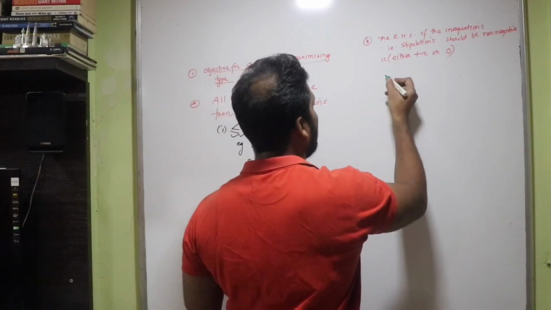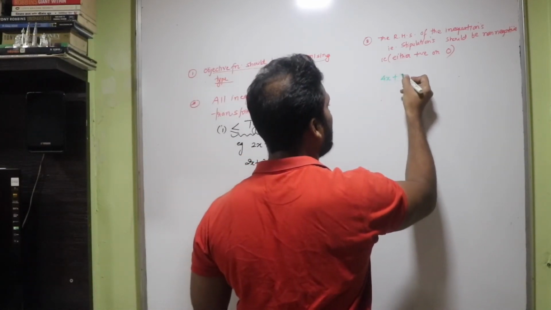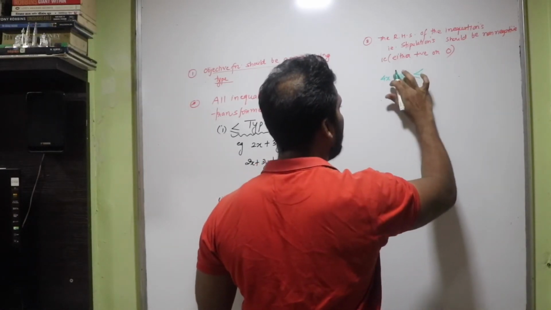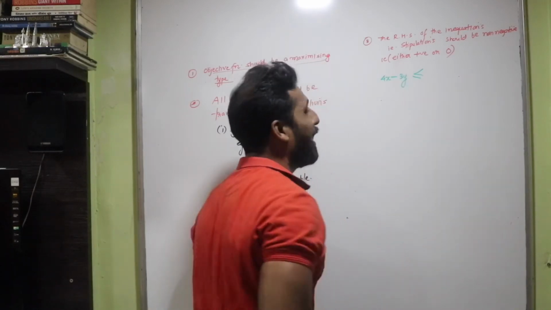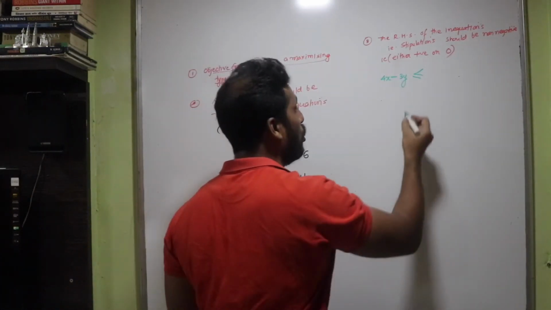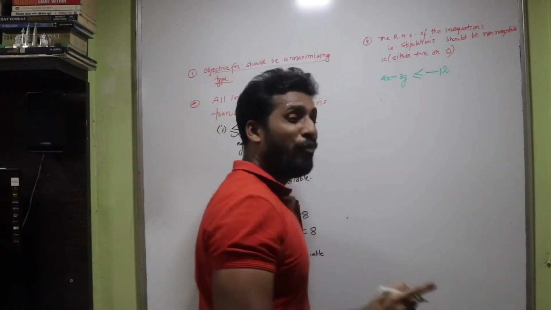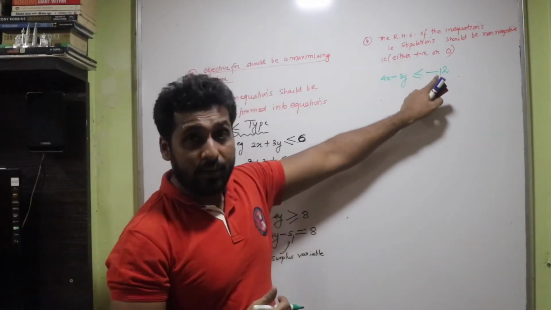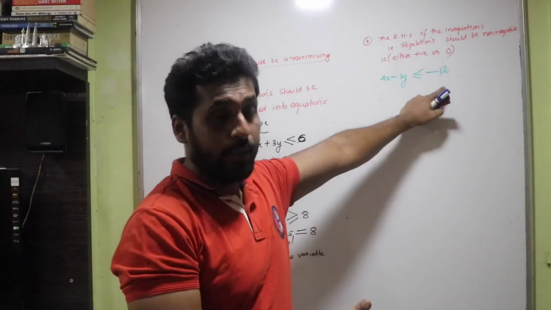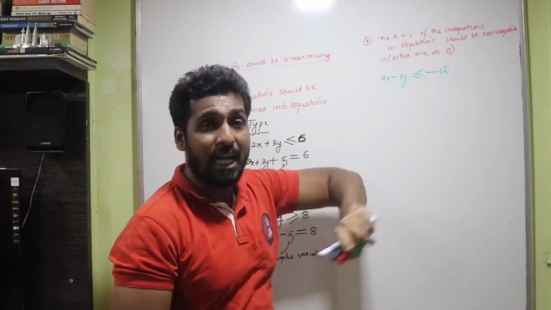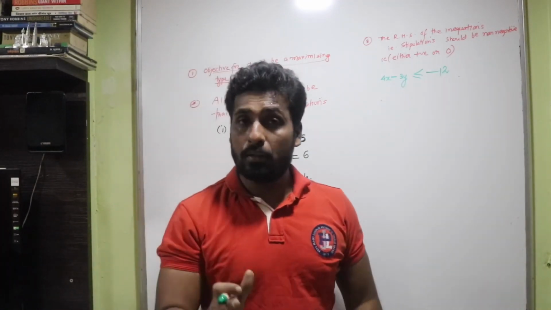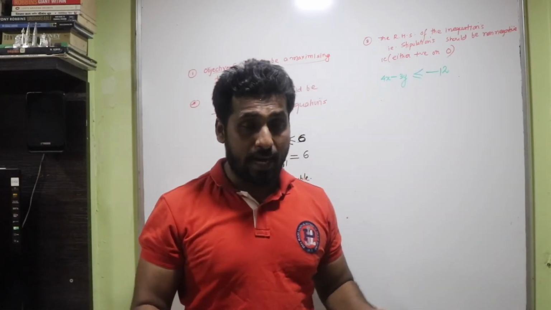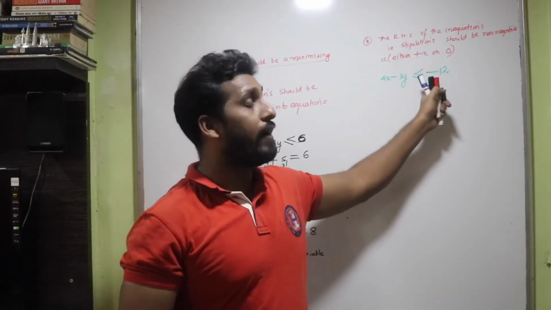Suppose I have 4x minus 3y less than or equal to minus 12. The first thing that you should be doing is to get rid of the negative sign from the right hand side of the inequation. So it should not be minus 12, it has to be plus 12. Now remember this, I can make it positive only by multiplying it with the negative sign. That is the only way possible to transform the negative sign to a positive sign.